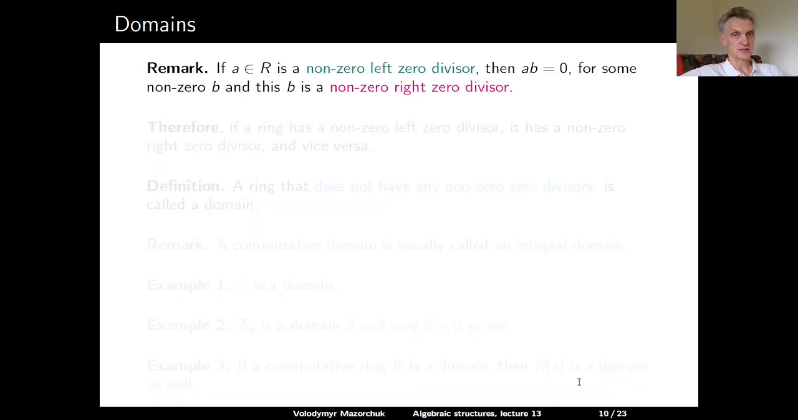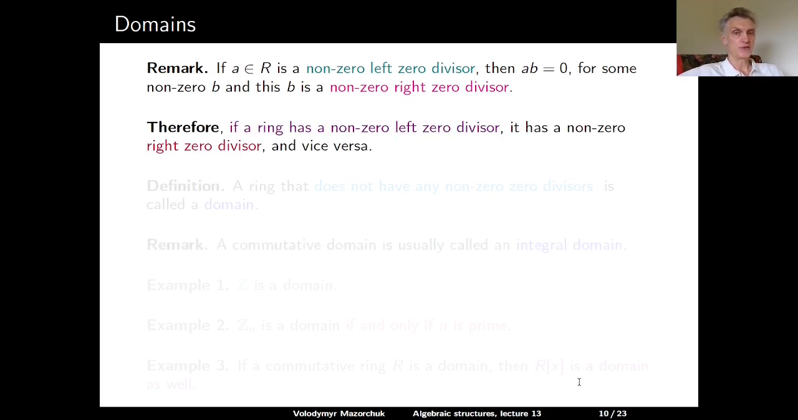Now we can talk about domains. Let us remark that if A is an element of ring R, and it is a non-zero left zero divisor, then by definition A times B is equal to 0 for some non-zero B. And then this B is a non-zero right zero divisor. So existence of non-zero left zero divisors implies existence of non-zero right zero divisors, and vice versa. Therefore, we can make the following definition. A ring that does not have any non-zero zero divisors, regardless from which side, because their existence is equivalent, is called a domain.